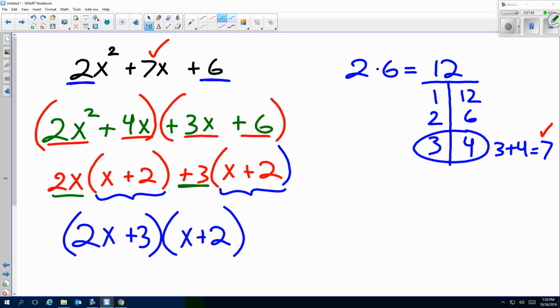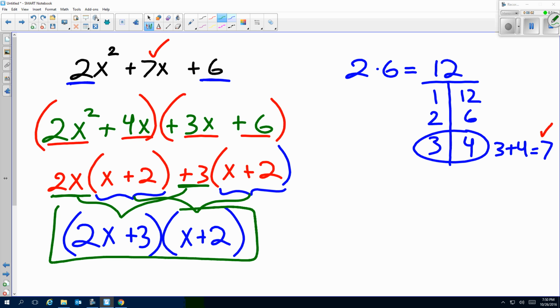We're going to do this problem again. So look, I have my 2x plus 3 represented right here. And I have my x plus 2 represented right here. I was able to successfully factor this trinomial using the grouping method.